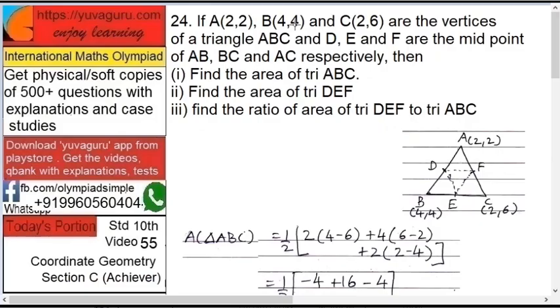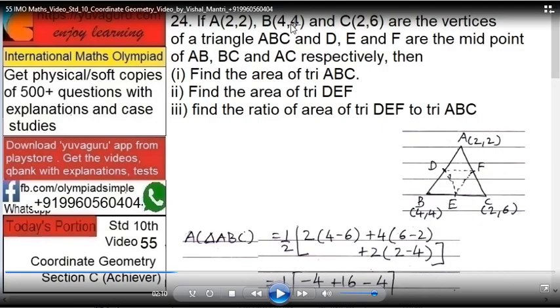Okay, if A(2,2), B(4,4) and C(2,6) are vertices of a triangle ABC and D, E, F are the midpoints of AB, BC and AC respectively, then find the area of triangle ABC, DEF and the ratio of the area of DEF to ABC. Once you find out 1 and 2, third is easy.